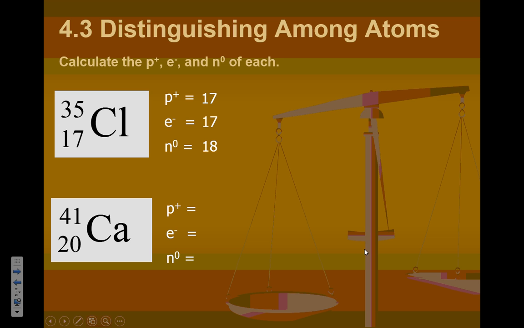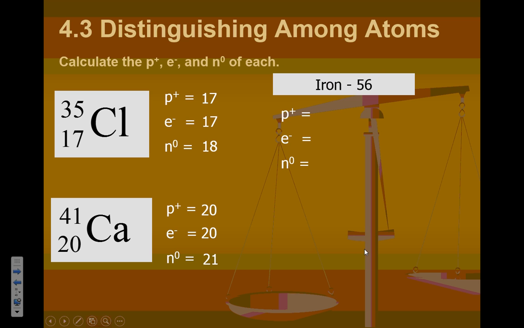So let's try another one. Calcium, and in this case, its atomic number is 20. It's neutral, so electrons are 20. 41 minus 20, this one's got 21 neutrons. So this would be what we call calcium 41.